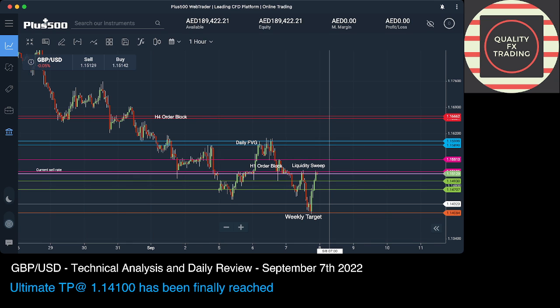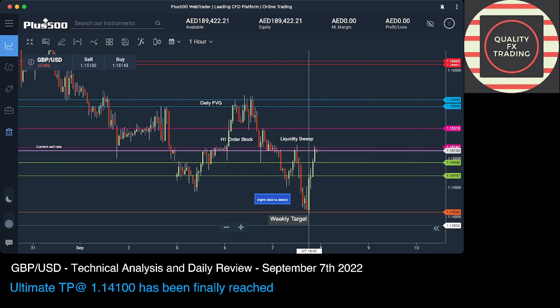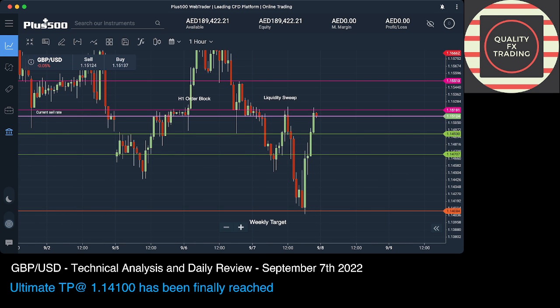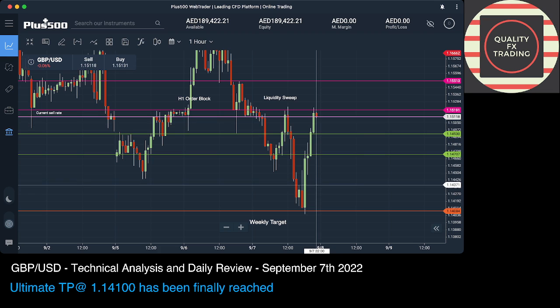We are still bearish, of course. That is our bias. Our bias is not changed. Although this weekly target reaction is interesting, and this bullish reaction was somehow it can be considered. But the thing is that we don't see this 1 hour. We cannot see any kind of fair value gap in the beginning of this move.